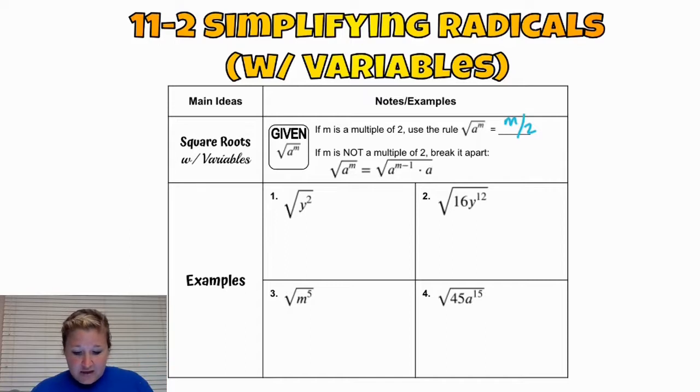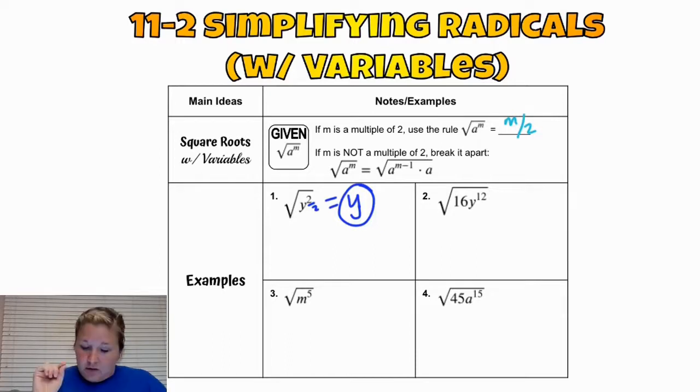Now, if m is not a multiple of 2, go ahead and break it apart, kind of like what we did in the other lesson when we didn't have the perfect square. Okay, so let's take a look at some examples. We're going to have y squared. All I'm going to do is take this exponent and divide it by 2, which gives me a 1. So the square root of y squared is just going to be y. Cha-ching. That's it.